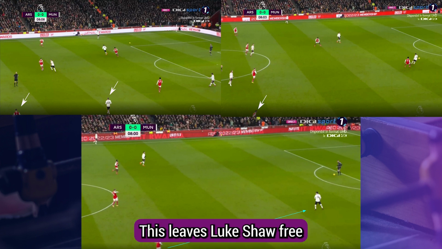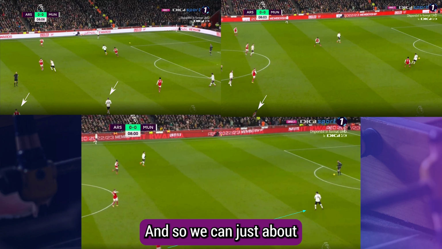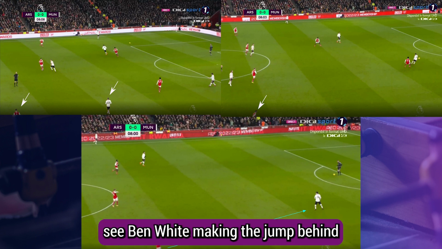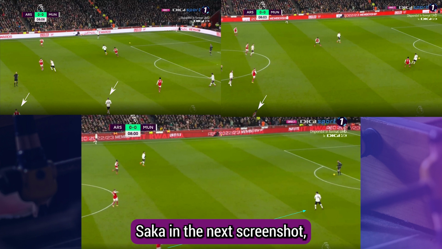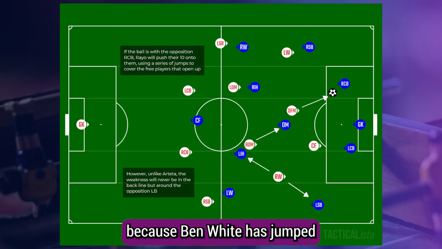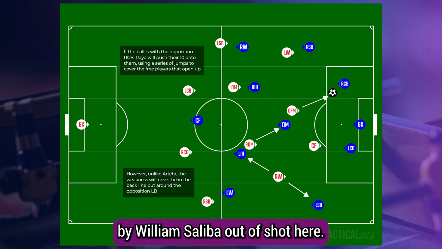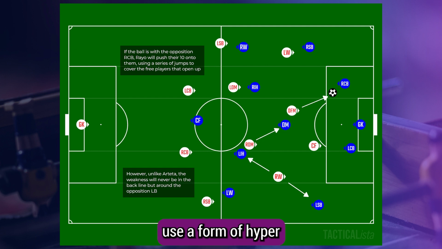This leaves Luke Shaw free because Saka is responsible for both of them, and so we can, just about, see Ben White making the jump behind Saka in the next screenshot, who then tracks Luke Shaw for the next phase. Because Ben White has jumped, the Manchester United LW, Marcus Rashford in this case, is being tracked by William Saliba out of shot here. Arsenal use a form of hybrid pressing.